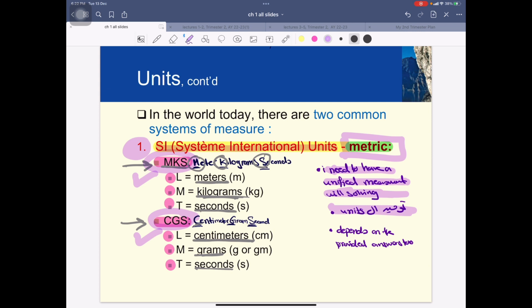So this is the SI system of units. The metric system is what we will use most; it's basically the SI. It's the most common and most frequently used system of units.